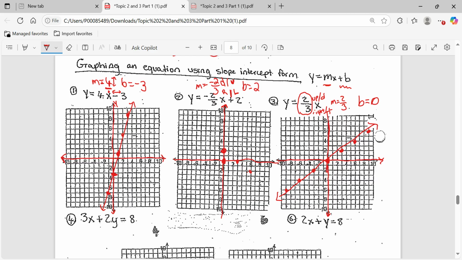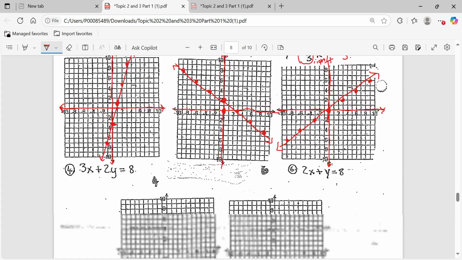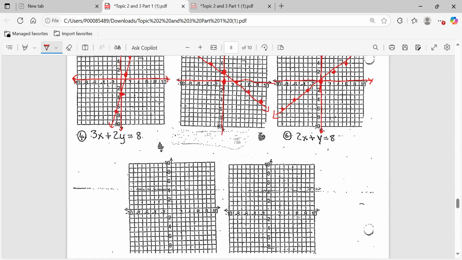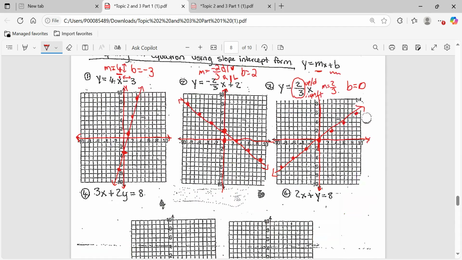Down 2, right 3. If I can't go down and right, I'm going to go up 2 and left 1, 2, 3. Up 2 and left 3. And there goes my line. It should look like a straight line because it's a linear function. Now let's turn it up one last time. If I cannot just graph, because sometimes they don't give it to me that easy in slope-intercept form, I'm first going to have to work for it by isolating the y.